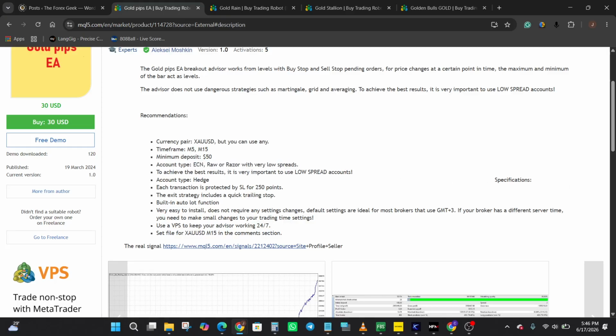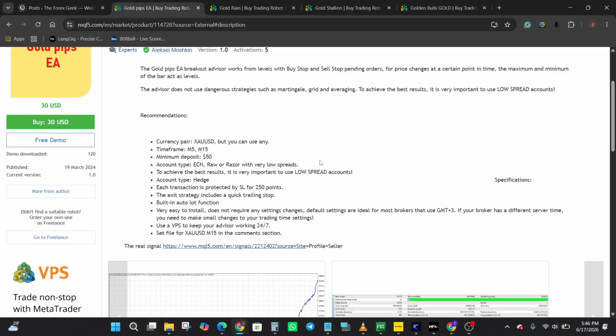Now, moving into the specifications section, every trade is protected with a stop loss of 250 points. The EA also includes a trailing stop mechanism designed to manage positions after they move into profit. In addition, there is a built-in auto lot function for position sizing. Another feature worth noting is the simplified setup process.